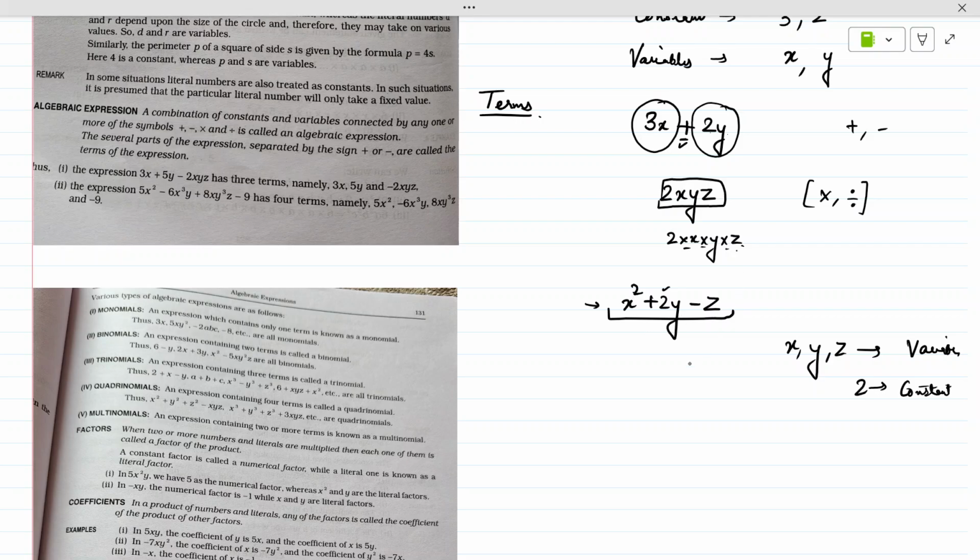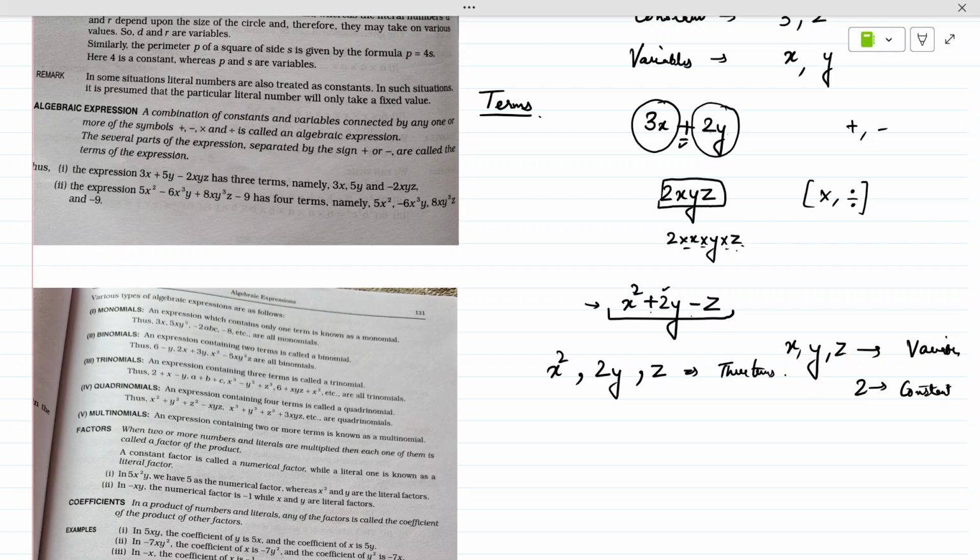Now let us see how many terms are there. When we see the terms, we will look at the operators plus and minus, and see how many terms are separated by these operators. So the first term we have here is x square, then we have 2y, and the third one we have is z. So in this whole expression, we have three terms. I hope you have understood now what a term is. Terms are separated by the operators plus and minus, that is, the addition or subtraction operator, in any algebraic expression.